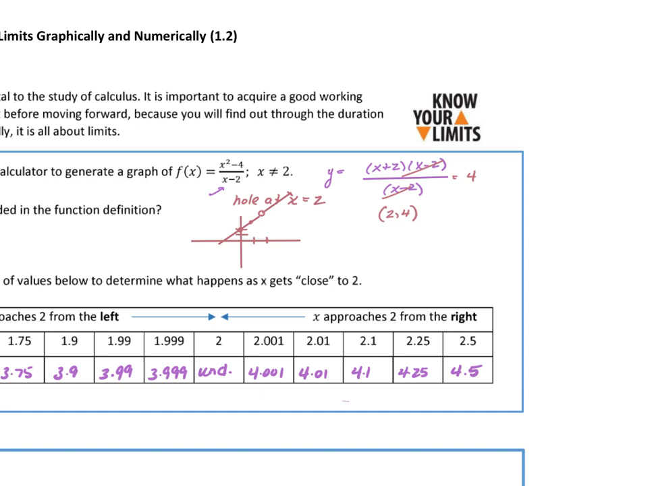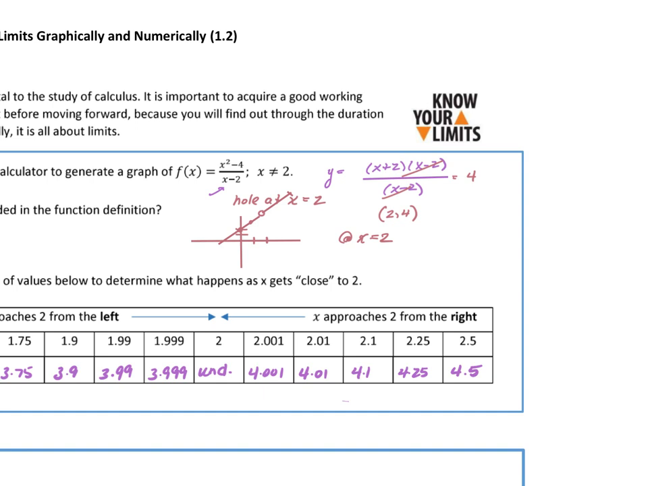So this is a common idea in calculus. We'll have a graph, we'll have a hole in the graph, but the graph still has a limit. So a limit's going to be the y value that the graph approaches as I approach a particular x value. So right now we're talking about at x equals 2, okay? So at x equals 2, what's the behavior of the graph?